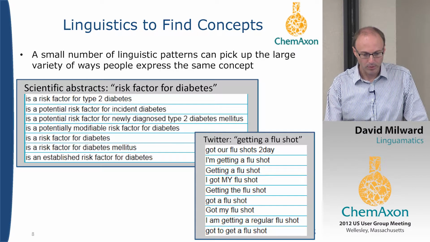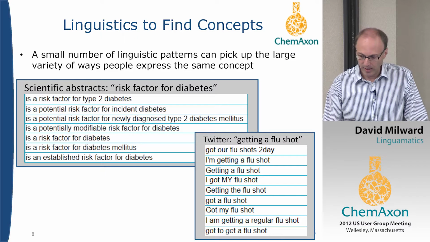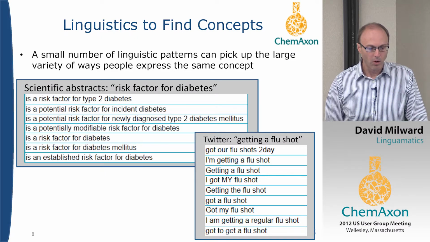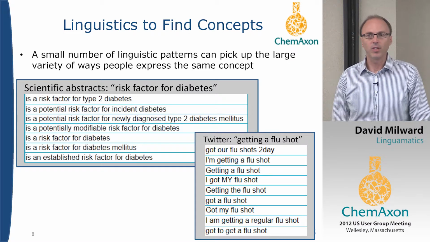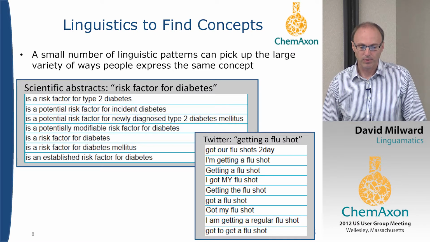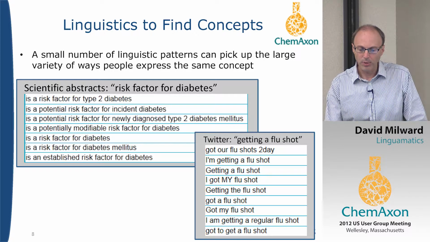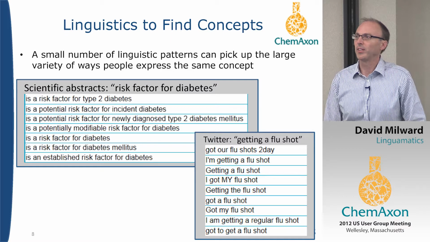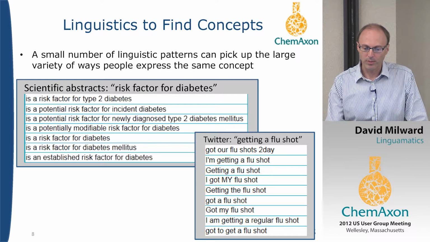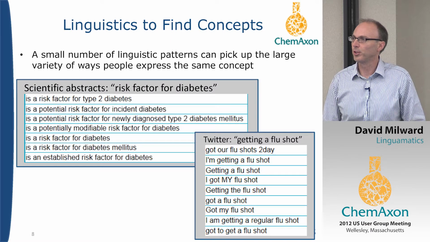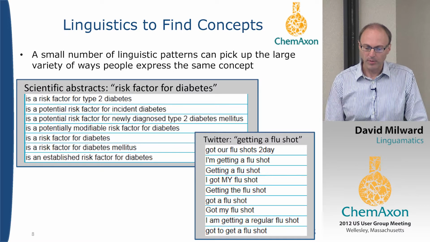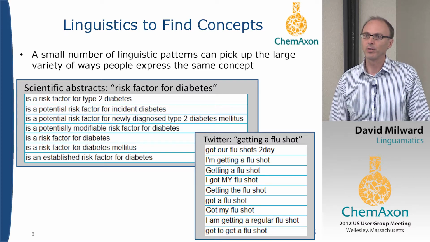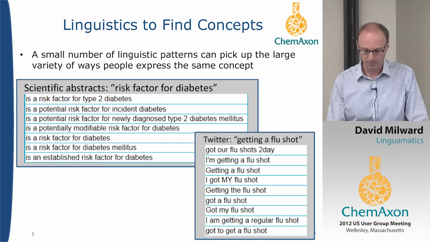So this is an example for risk factors of diabetes, and we can then have a look and see precisely what are the risk factors for diabetes. We can stick in a wildcard and then find all the different risk factors. Similarly, if we're doing something like Twitter, the language is more informal, but again, you can make generalizations. So here we're looking at different ways that people express getting a flu shot. And here we wanted to distinguish those people who are actually getting flu shots themselves versus people generally talking about flu shots.